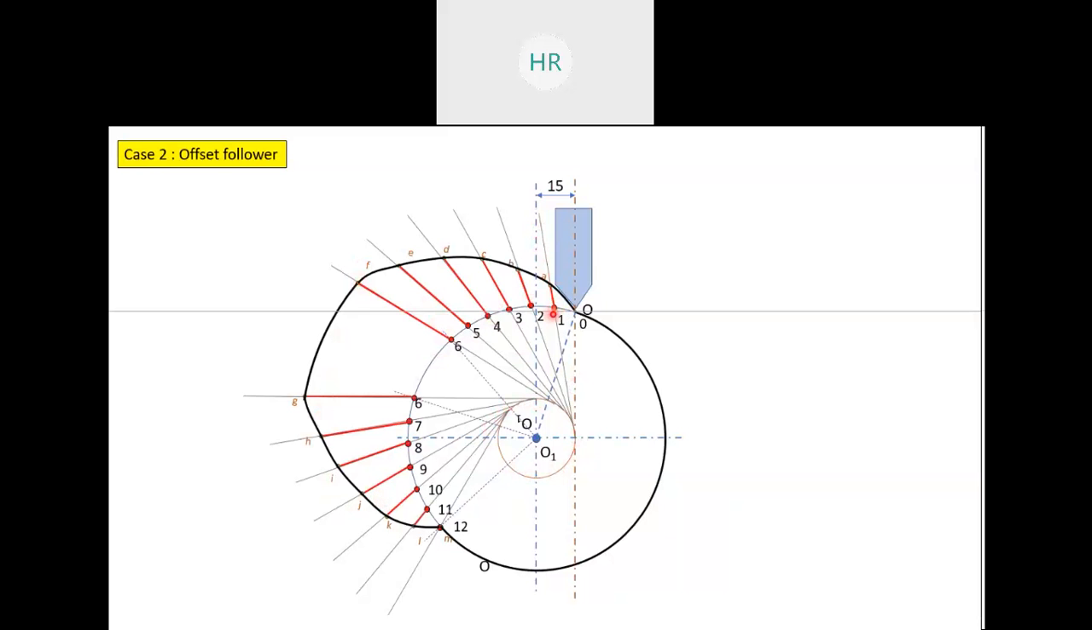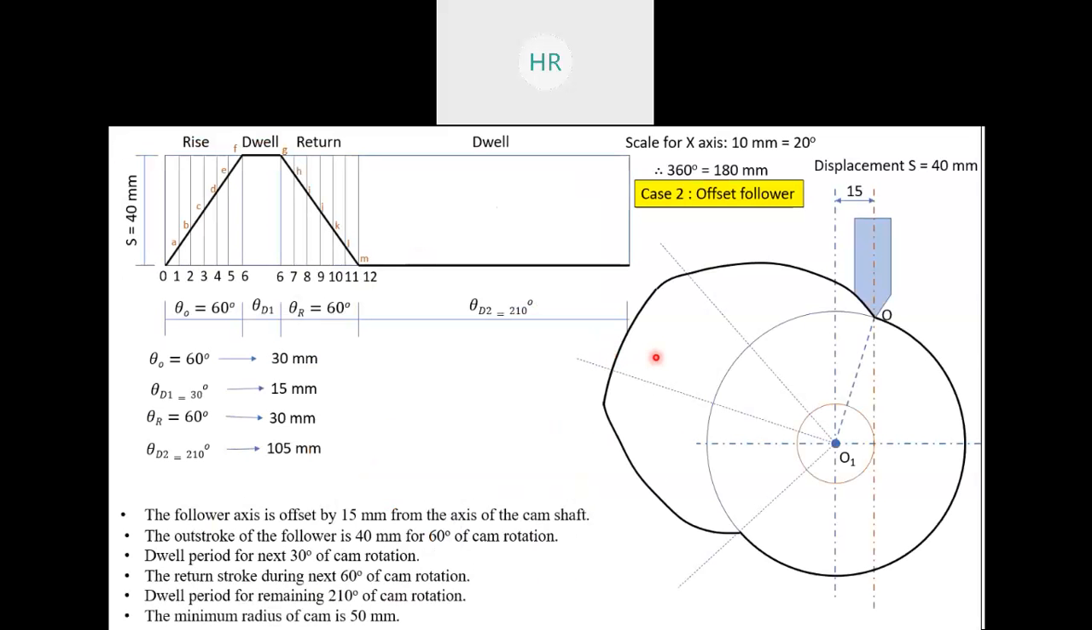फर्स्ट केस में क्या था, हम इस सारे पॉइंट्स को सेंटर के साथ कनेक्ट कर देते थे और उसके ऊपर मार्किंग करेंगे. अगर ऑफसेट फॉलोअर है तो हम सर्कल को टेंजेंट लाइन ड्रॉ करेंगे और उसके ऊपर मार्किंग करेंगे. इतना ही डिफरेंस है. So this is the way we solve the problems of offset follower.